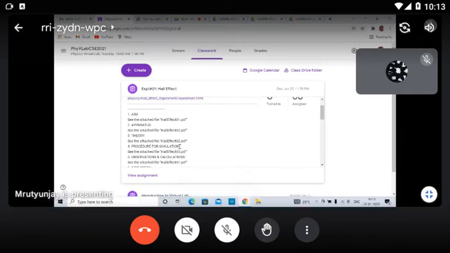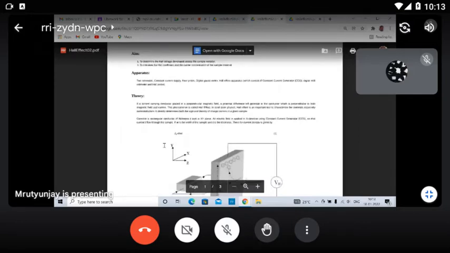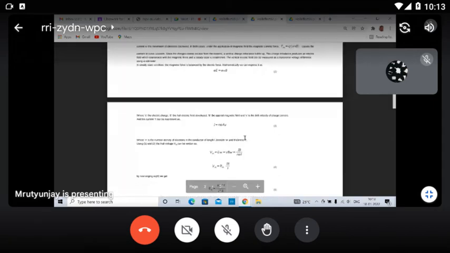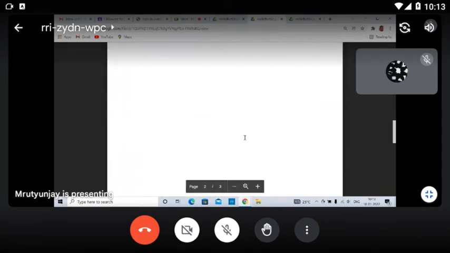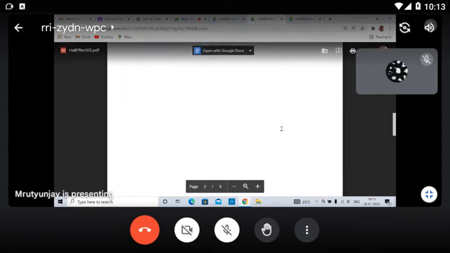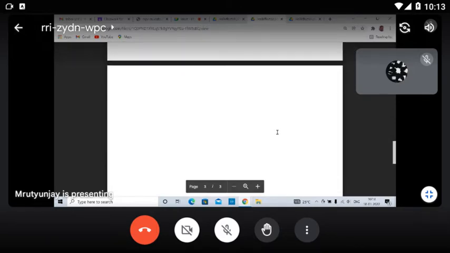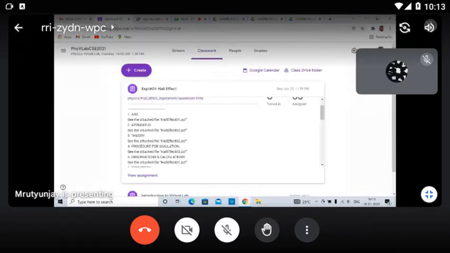Then after apparatus required, you just check the theory part. For the theory part, you follow 02.pdf. Open that one. These are the theory. And you need to draw this diagram or figure also. Continue writing the theory part. Okay, this much. Then after this theory, you need to write what?